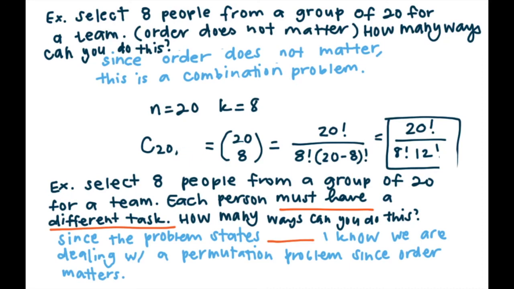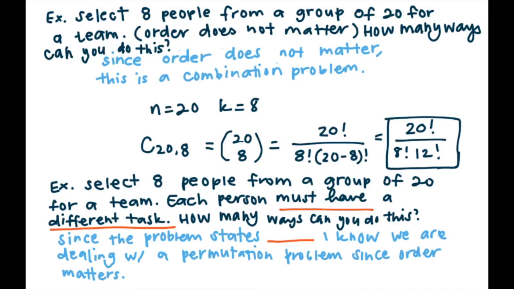Okay, so then, since this is a combination problem, I'm going to write C(20, 8) equals 20 choose 8, which equals 20 factorial over 8 factorial times (20 minus 8) factorial, which simplifies to 20 factorial over 8 factorial times 12 factorial. Okay, and you can simplify that further, but if your teacher allows you to, you can leave your answer like this.